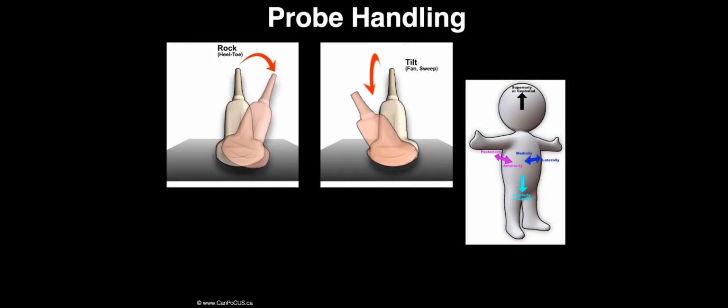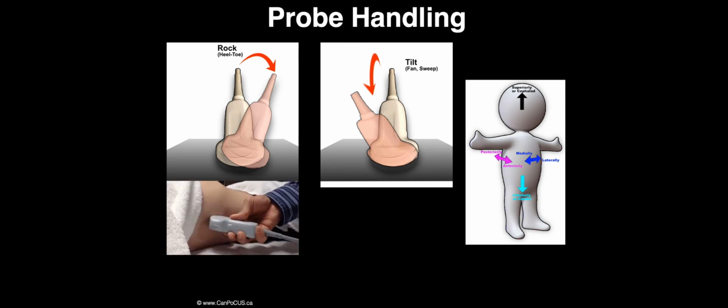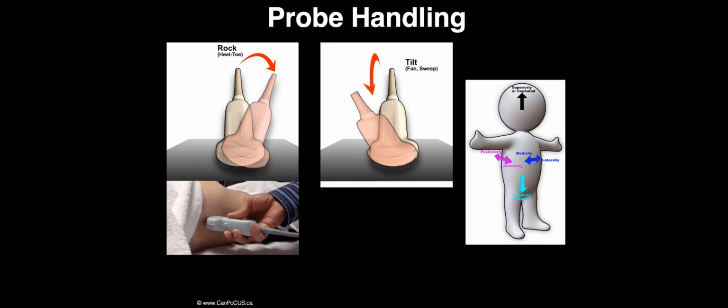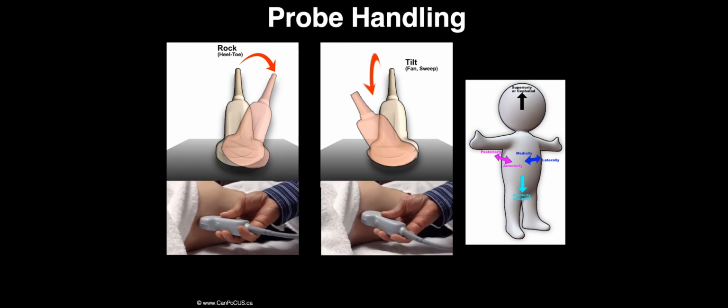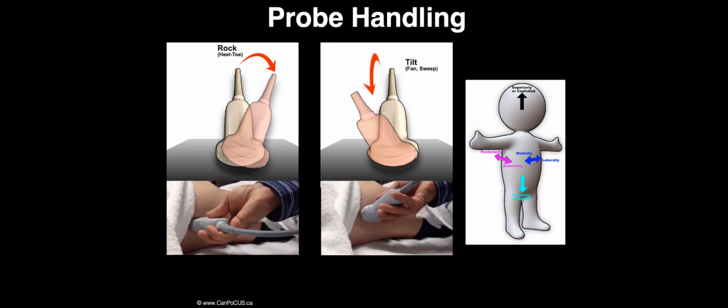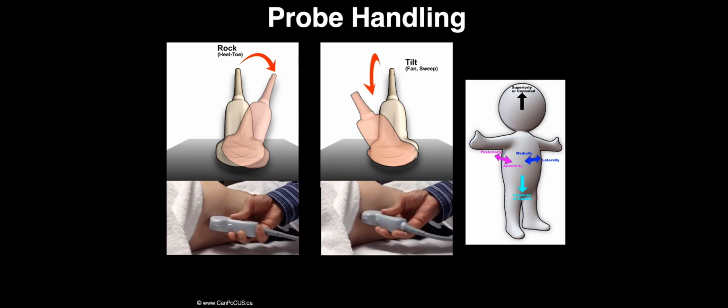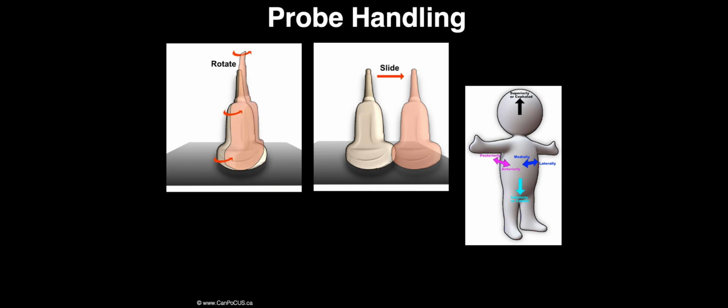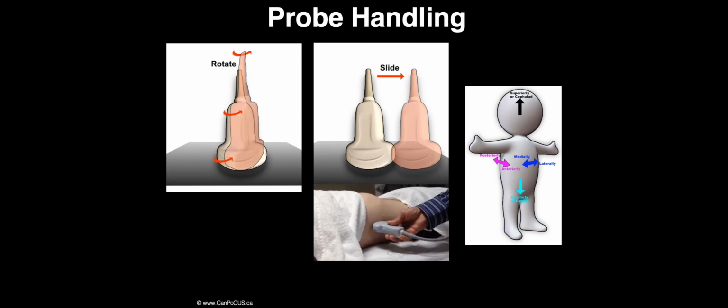Probe handling. Standard terminology is used to describe the range of possible transducer movements. The transducer can be rocked to one side or the other. This is sometimes known as heel-toe. It can also be tilted, and this is sometimes known as fanning or sweeping. It can be rotated, and also you can slide the transducer in any direction.